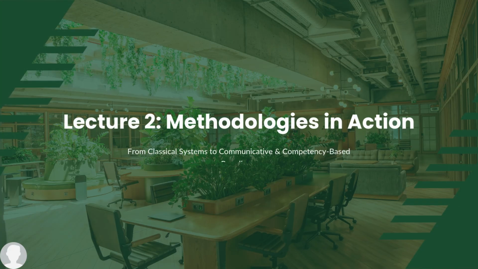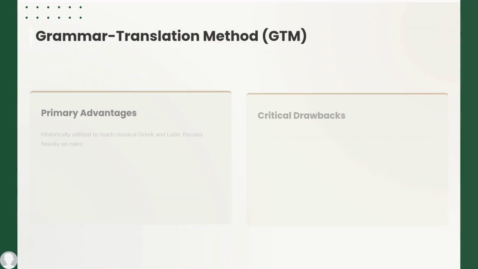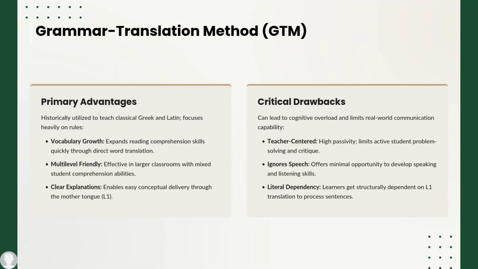In Lecture 2, we explore these methodologies in action. So let's start with the classical system, the Grammar Translation Method, or GTM. Historically developed to teach classical languages like Latin and Greek, GTM approaches language acquisition through explicit rule memorization and literary translation. From a practical standpoint, GTM offers notable advantages.